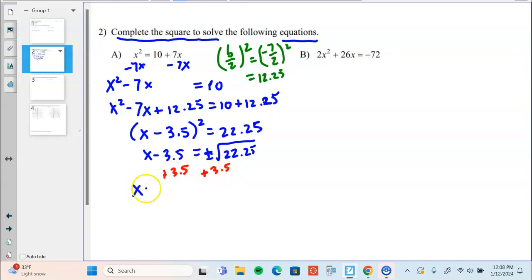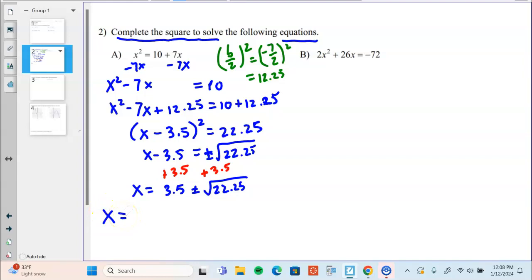And we have x equals 3.5 plus or minus the square root of 22.25. Now, if I grab my calculator and I do the square root of 22.25, it does not come out to an integer. It comes out to 4.71699, on it goes. So I'm just going to use my calculator and come up with decimal approximations.